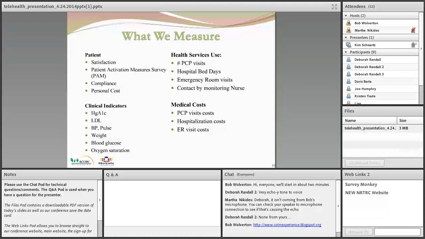And then of course the clinical indicators are there as well: A1Cs, LDL, BP, weight, glucose, and O2 sats. And then the health services use, that's in our grant that we're monitoring right now, and the medical cost. Those are the things that we acknowledge are the high cost. We want to add use of medications. We do that in the Central Oregon grant. We are monitoring medication use and utilization as well. I don't know why we didn't put that on there.